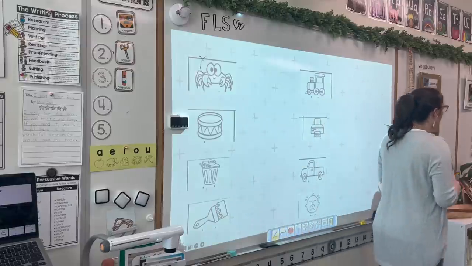But my kids were excited this morning when they came in. So we got a Chromebook cart. I did move my little shelf. I think I already showed you, but I moved my little shelf over here. It is not organized, but it is what it is. So happy Monday. We have practiced S blends.